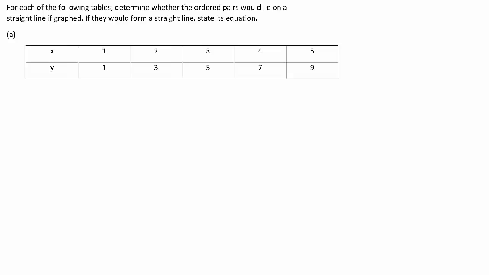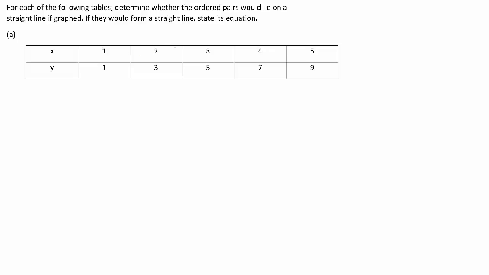For each of the following tables, determine whether the ordered pairs would lie on a straight line if graphed. If they would form a straight line, state its equation.